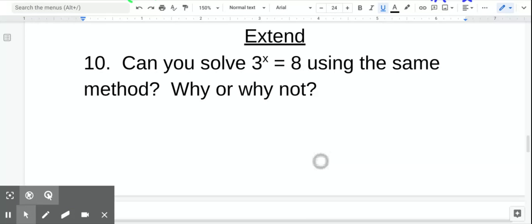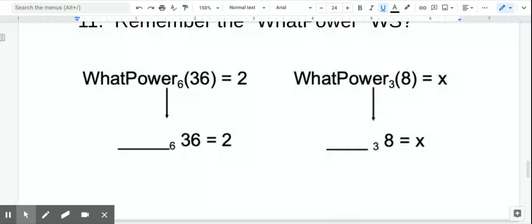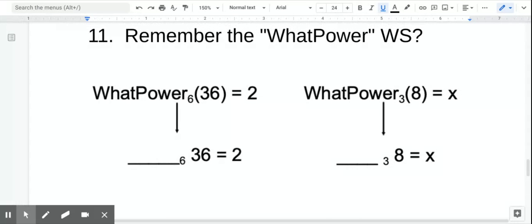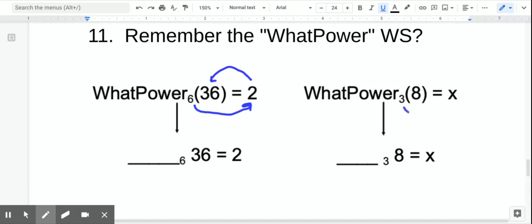So what I want you to do is think back to the what power worksheet. If you did the what power worksheet, we were thinking about this: what power of 6 gives you 36? We said 6 to the second power gives us 36. So what we're asking in the problem I just showed you is what power of 3 gives you 8? And we actually have a function for this. It's called a logarithm. So we call it a log base 6 of 36 is going to give us 2. And a log base 3 of 8 is going to give us x.